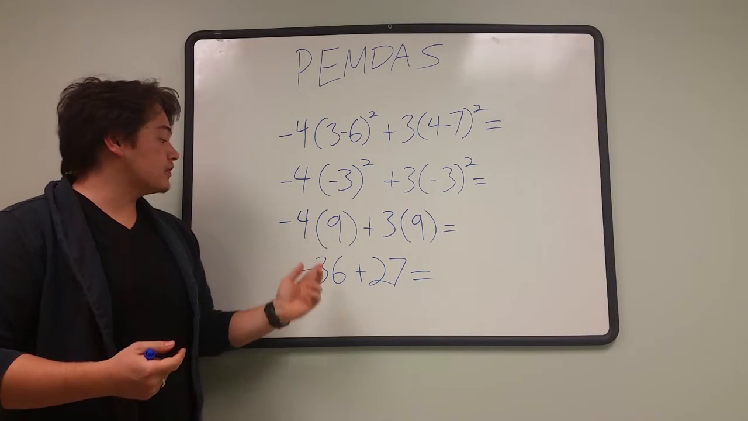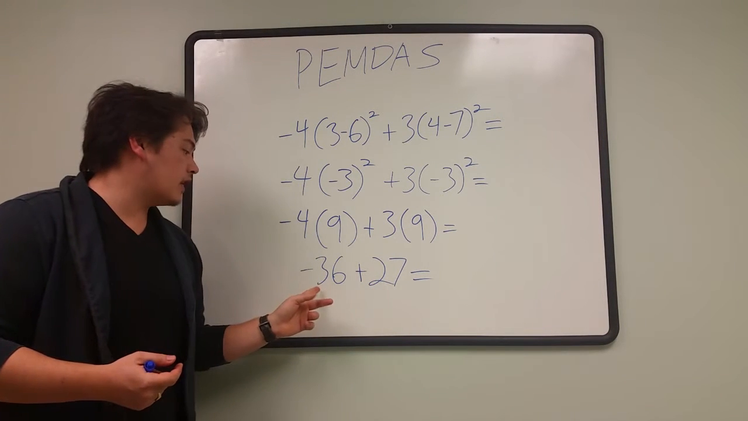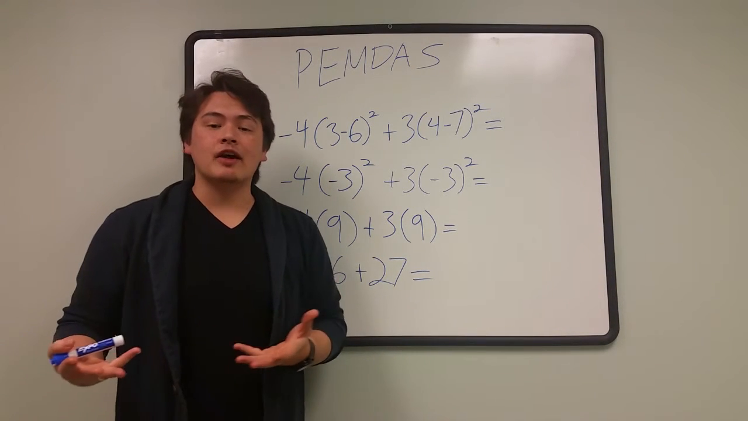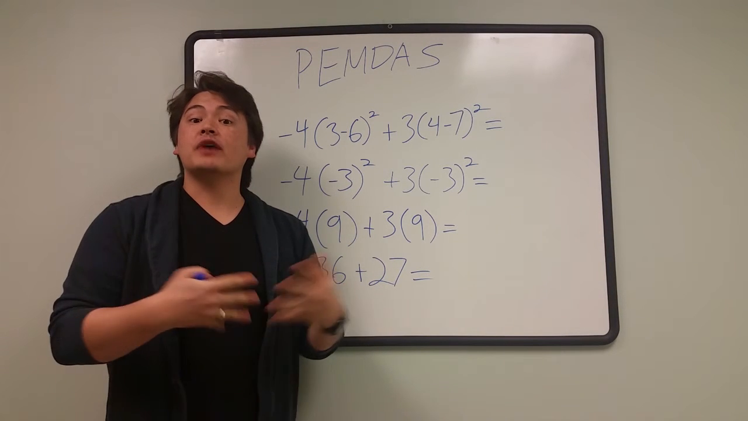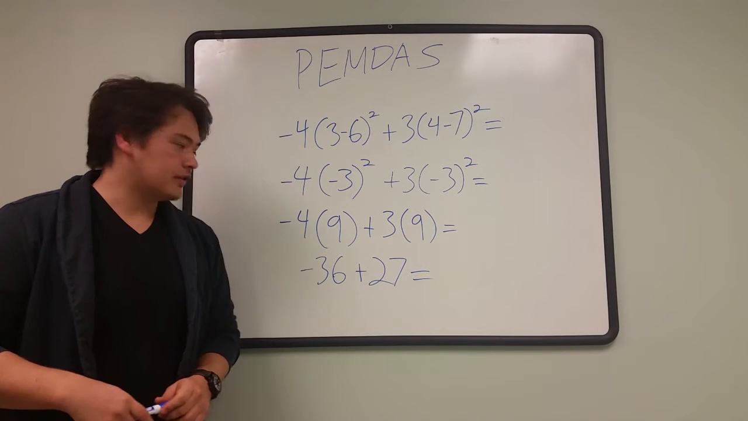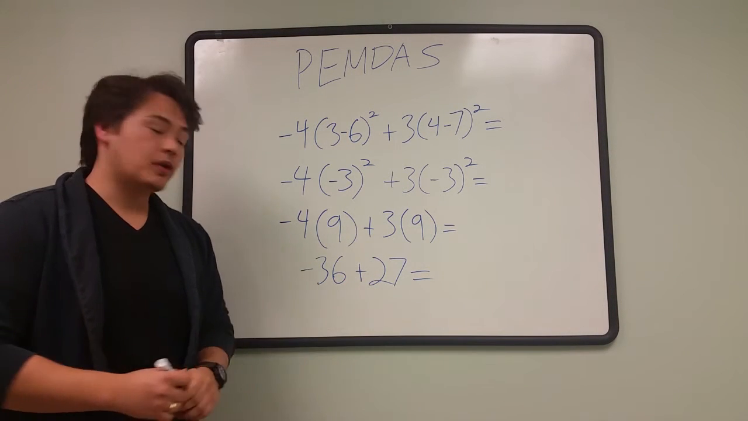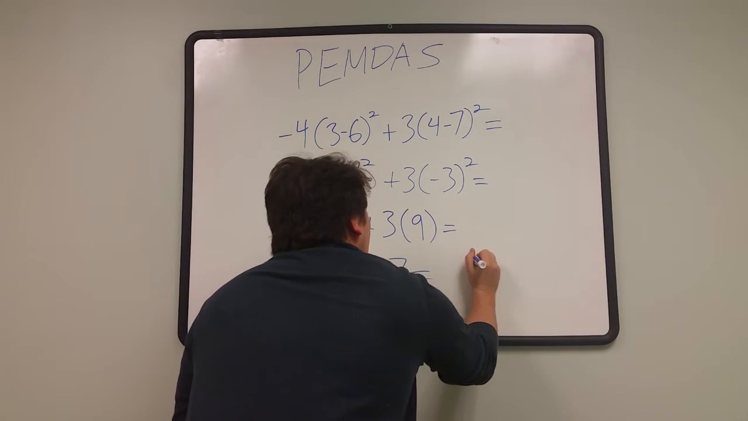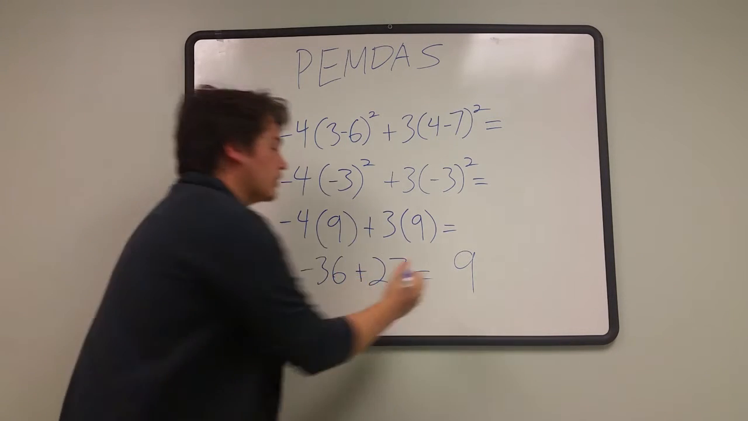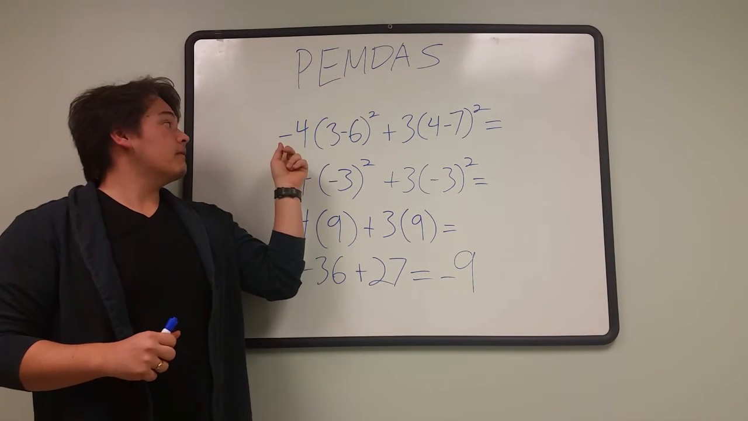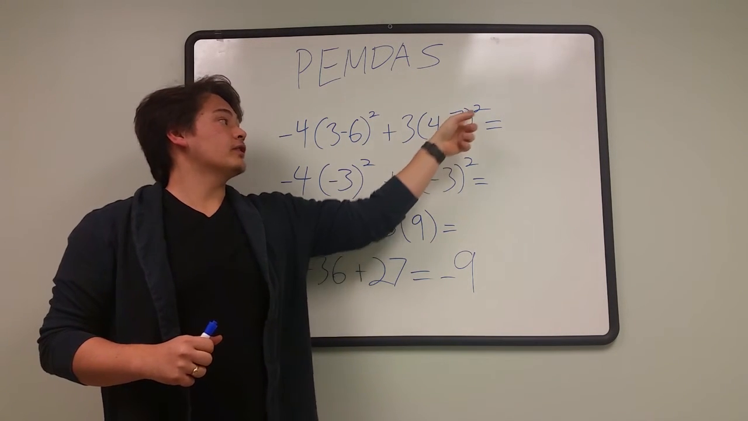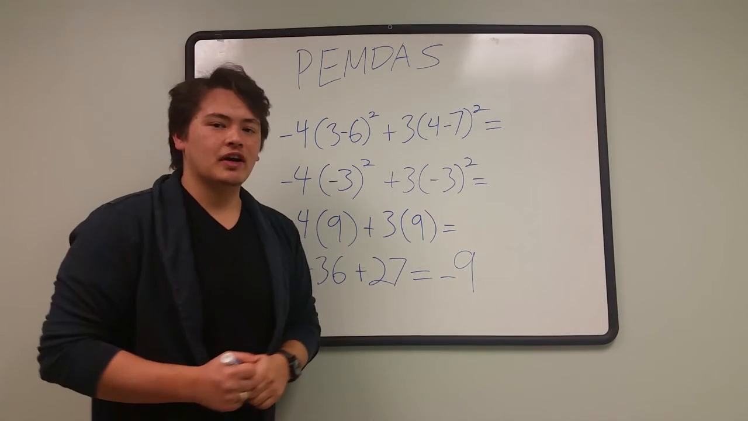So all we're going to do next is just combine these two together. We have a negative 36 and a positive 27. So when we have a negative number and a positive number, they combine together, which means that they subtract from one another and take on the sign of the greater number. In this case, 36. So 36 minus 27 is going to give us a 9. And it's going to be a negative 9 because there's a negative 36, which is the greater number. So, negative 4 times 3 minus 6 squared plus 3 times 4 minus 7 squared is going to equal the final answer of negative 9.